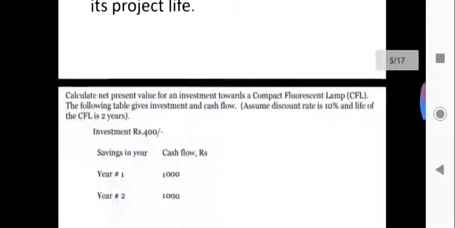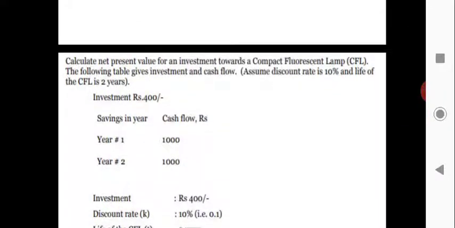So we see the equation, calculate. We see one problem: calculate the net present value for an investment towards a compact fluorescent lamp (CFL). The following table gives the investment and cash flow. Assume discount rate as 10% and life of the CFL as 2 years. So T is equal to 2 and K equal to 10%. The invested amount is 400 rupees. In the first year you get a cash flow of 1000 rupees, and in the second year a cash flow of 1000 rupees.